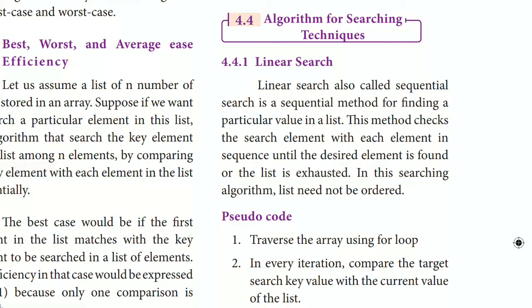In this algorithm, the list can be either ordered or unordered. Ordered means ascending order or descending order, increasing order or decreasing order. So it may be of any order, or it may be unordered, which means it doesn't have any order, or it is shuffled.